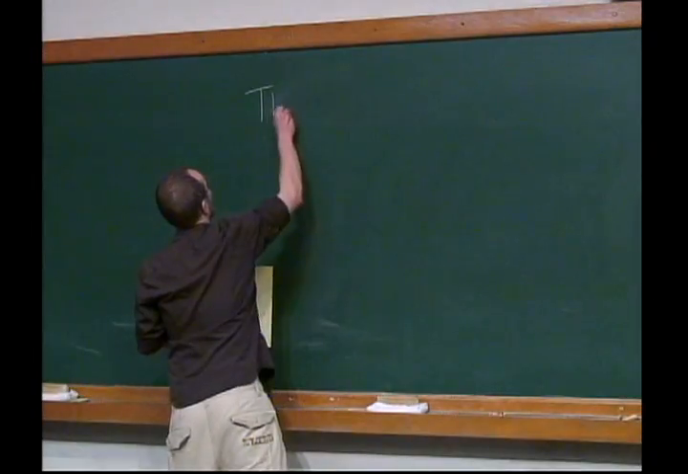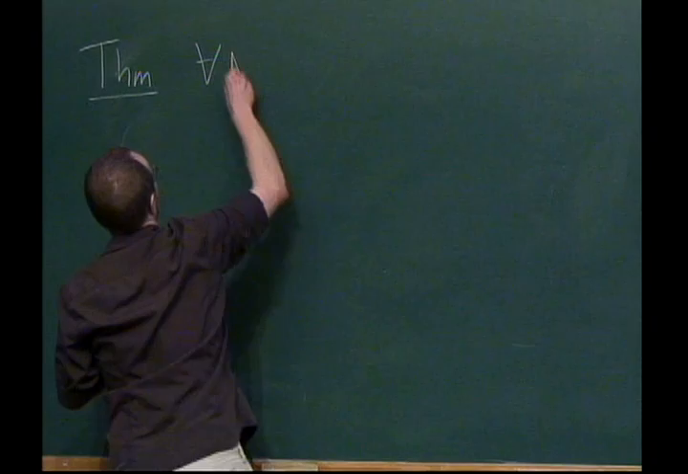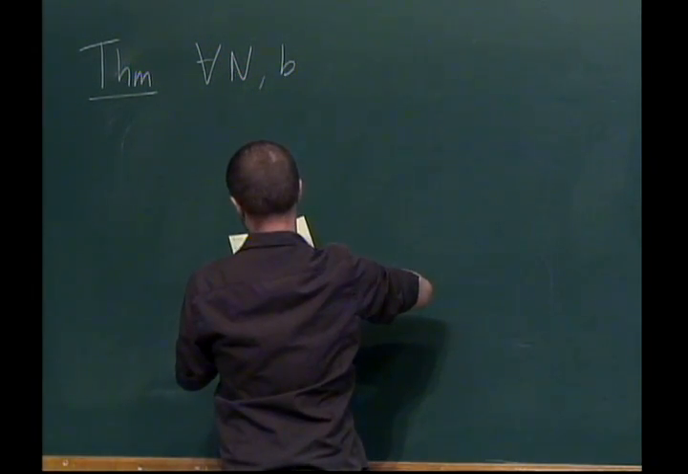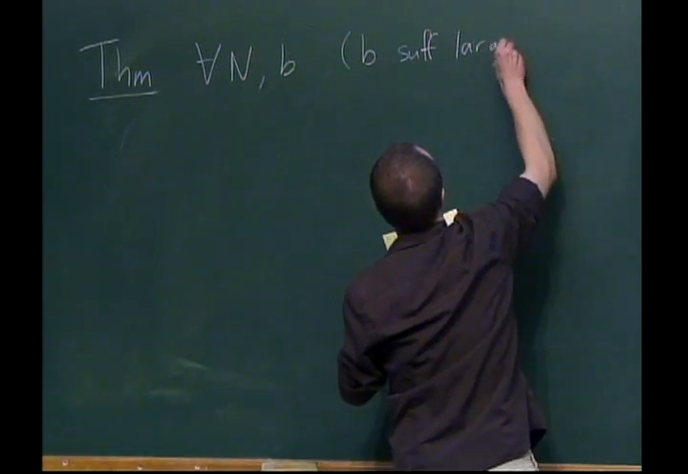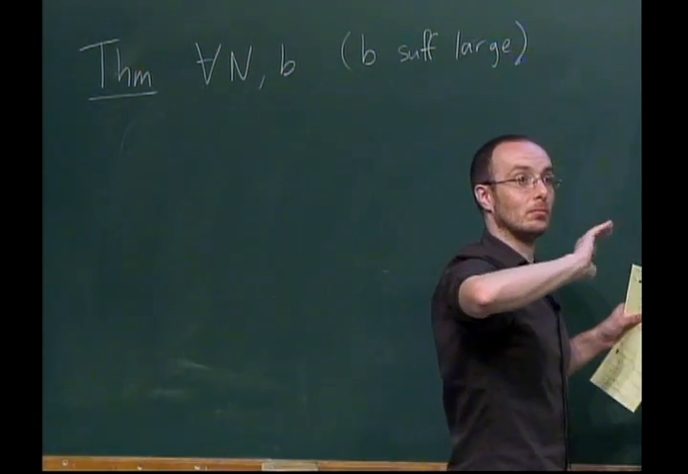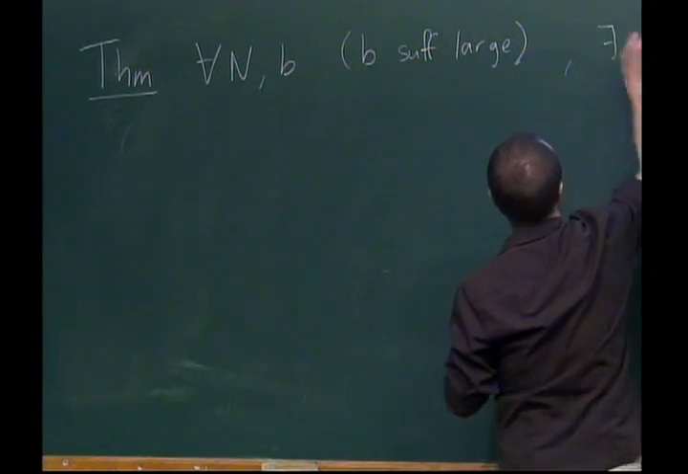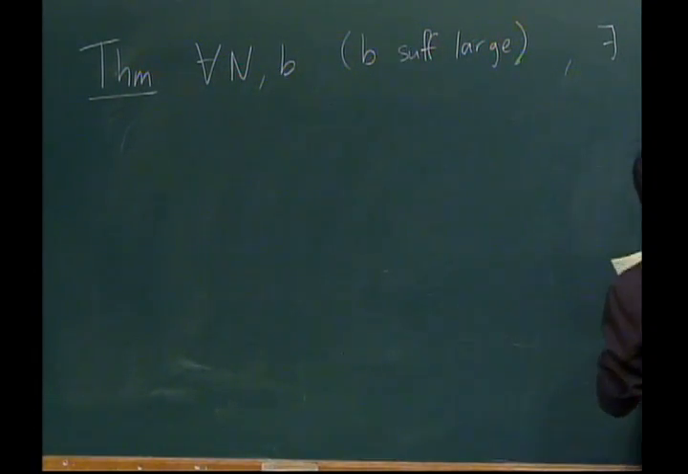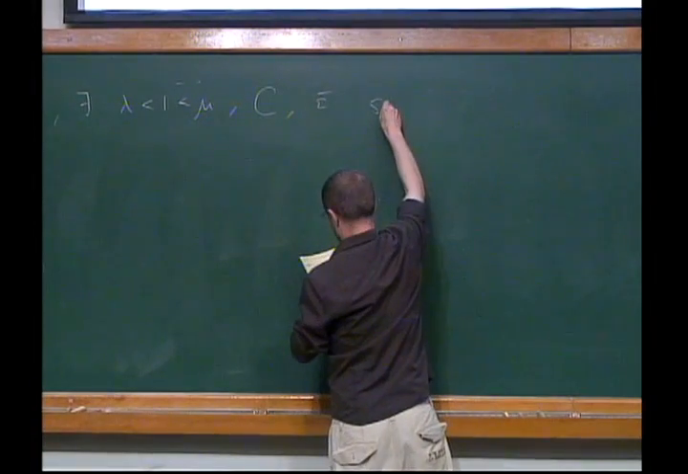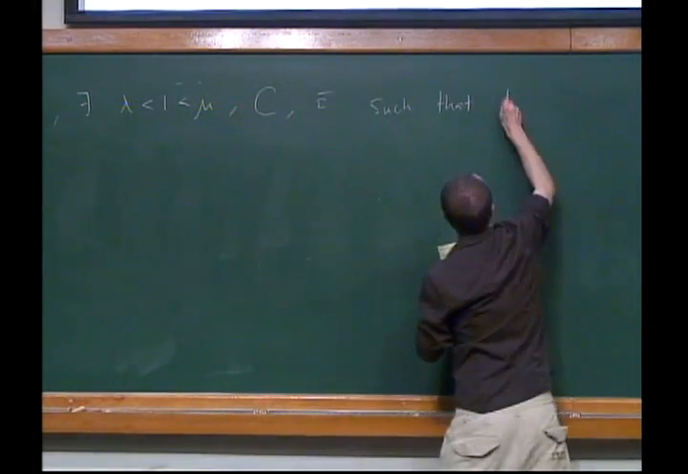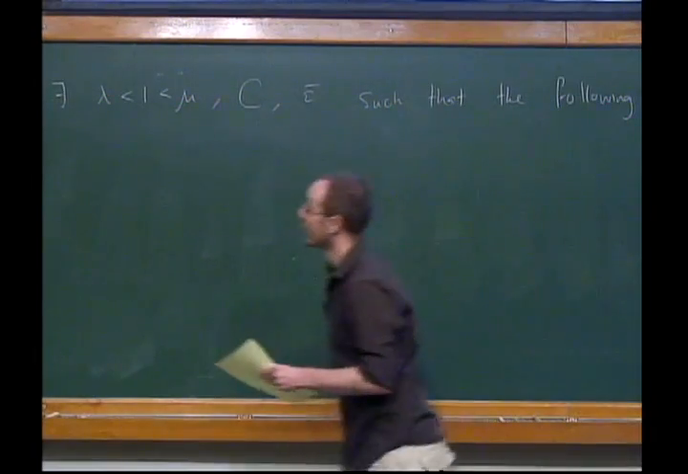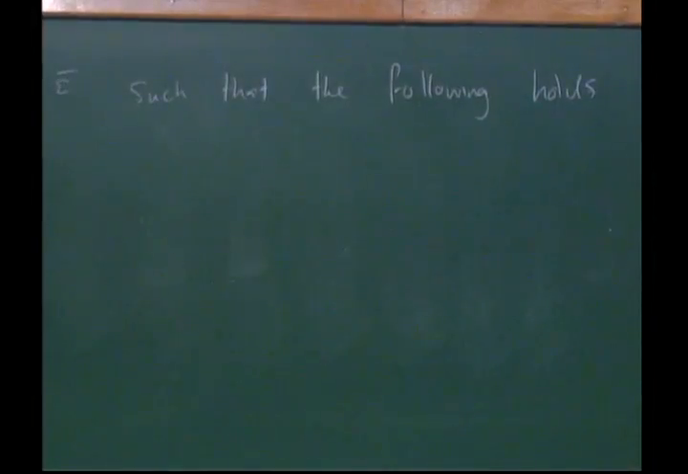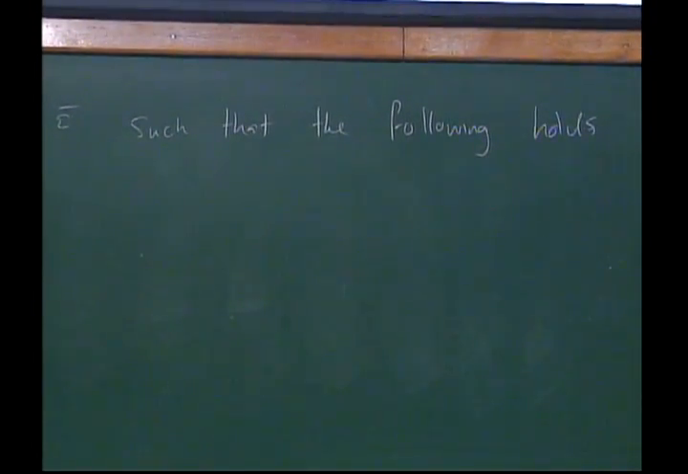So theorem. Okay, so for all n and beta, and let's say b is sufficiently large, just to get rid of non-trivial cases. Okay, then there exists numbers like this, and there exists a c and an epsilon bar, such that the following holds. So first of all, somewhat trivial statement, well, the easiest statement.